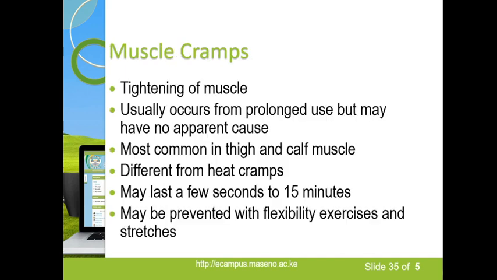Now, we have muscle cramps. Muscle cramps involve tightening of muscles, which usually occur from prolonged use but may have no apparent cause. The most common muscles to have muscle cramps are the calf muscles and thigh muscles. They are different from heat cramps, and they can last for around 15 minutes. Usually they can be prevented by flexibility exercises and stretches.